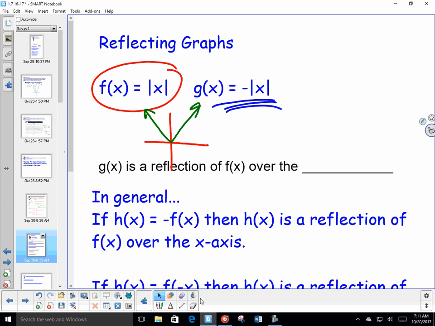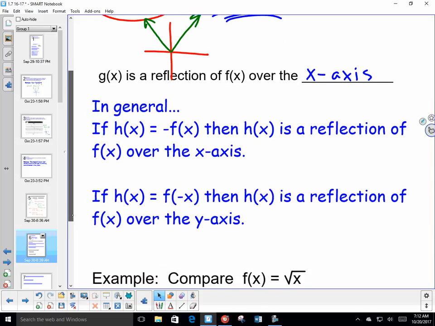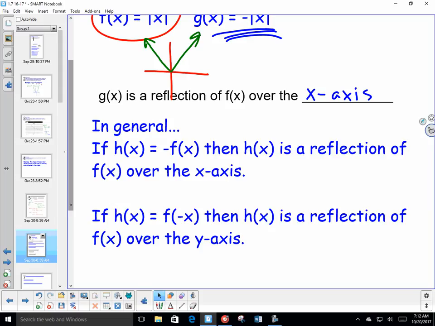So when you take the opposite of a function, you're going to get a reflection over the x-axis. So g of x is a reflection of f of x over the x-axis. In general, if h of x equals the opposite of the original function, then h of x is a reflection of the original function over the x-axis. What about if we have h of x equaling f of the opposite of x? That's not the same. These two things are different from each other.